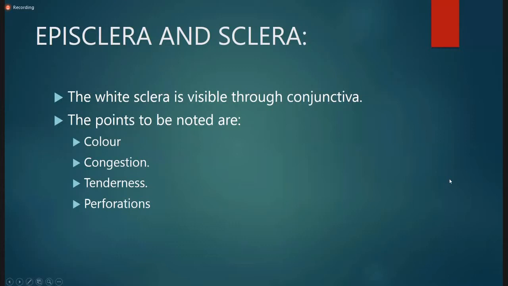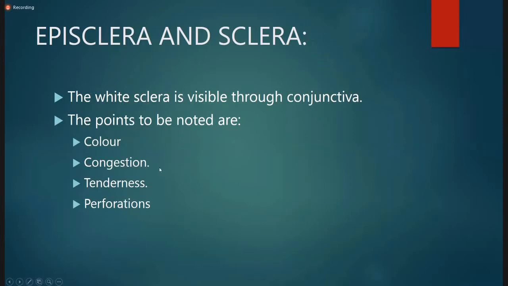So after conjunctiva, we come on to the episclera and sclera. The white of the eyeball is known as sclera. The anteriormost part of the scleral tissue, condensed part, is known as episclera. So episclera covers the sclera. Episclera is further covered by Tenon's capsule, which is further covered by conjunctiva. So the white sclera is visible through the conjunctiva.